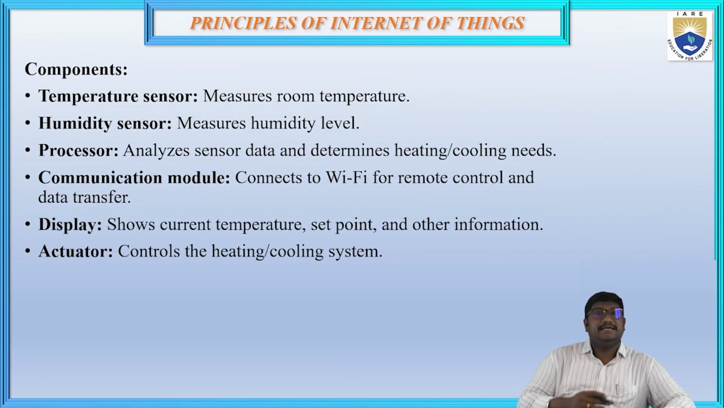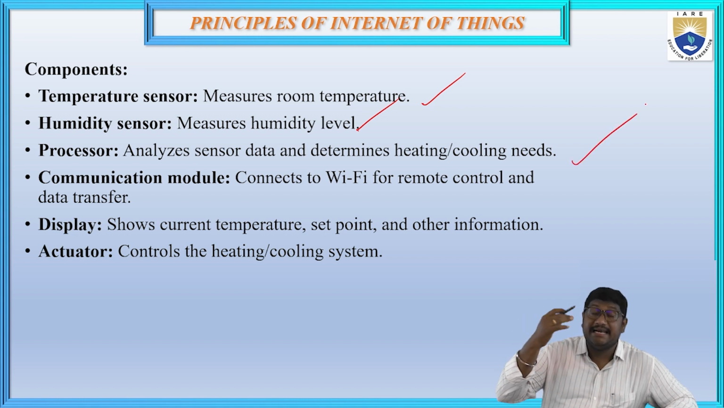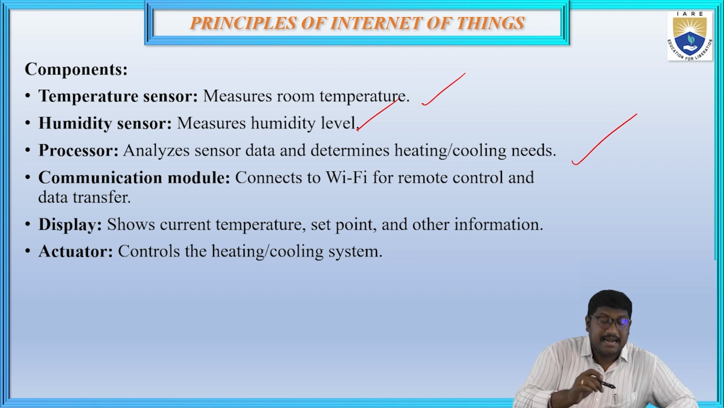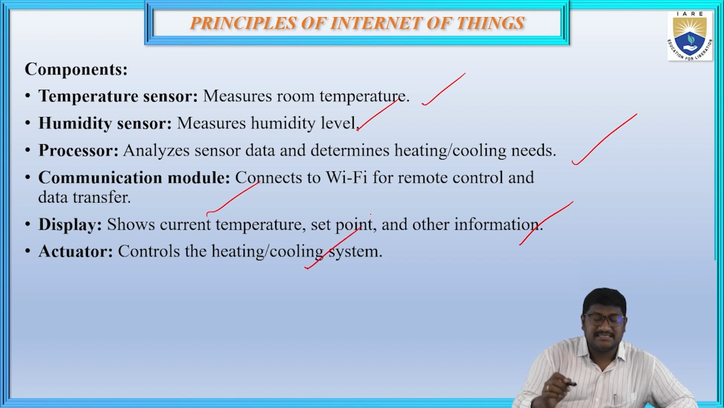In this, the components are: temperature sensor, I told you, which is used to measure the temperature; humidity sensor, which is going to measure the humidity levels; processor, which is analyzing the data given by the sensors and determines heating or cooling needs; and communication module, connected to Wi-Fi or remote control or any kind of data transfer. And coming to display, which shows you the current temperature, set point and other information. Actuator, which controls the heating or cooling systems.